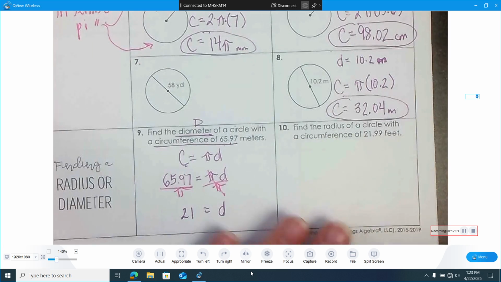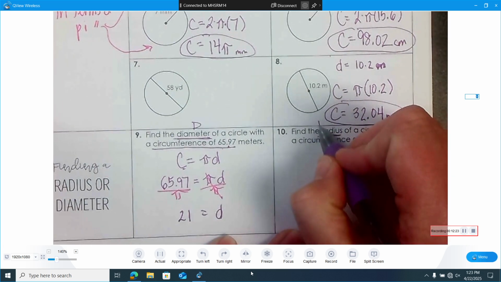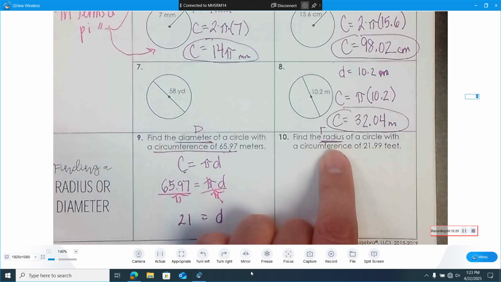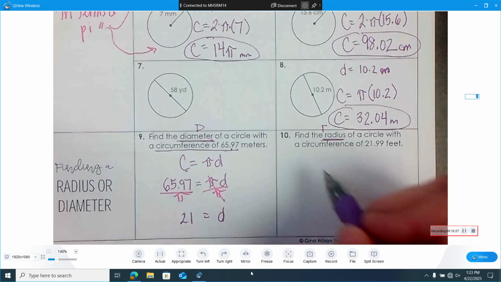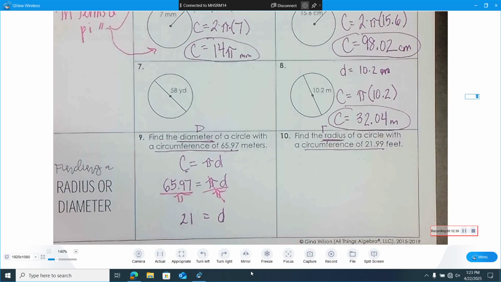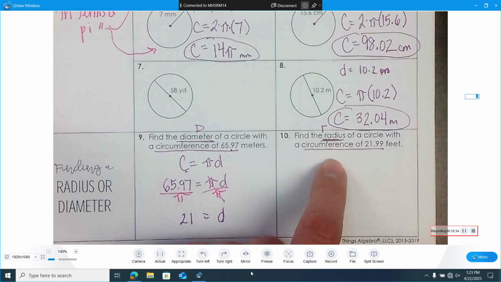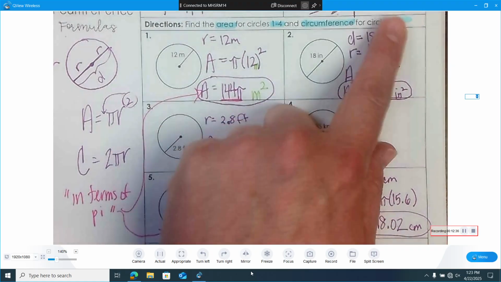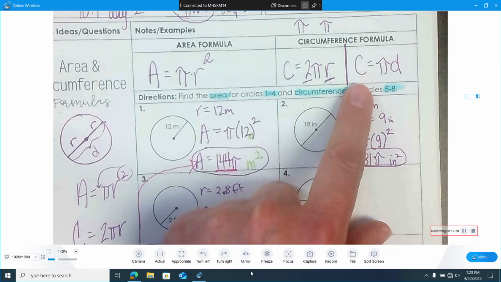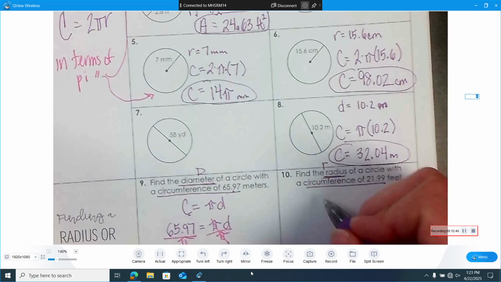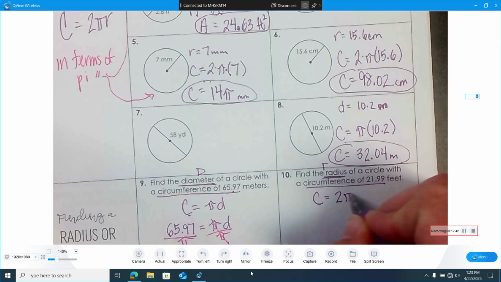All right, this one says, find a radius. So we're looking for a radius R of a circle with a circumference of 21.99 feet. Again, we're trying to figure out radius, and we have circumference. Which formula would be the best choice here? The last one, 2 pi r. Very good. So circumference equals 2 pi r.